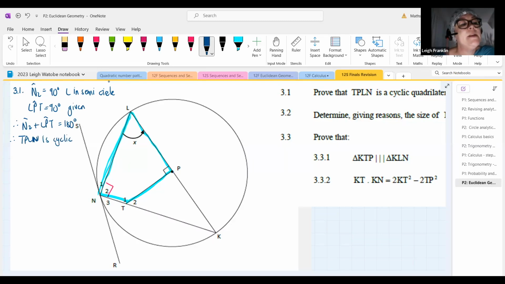And our reason here is converse: opposite angles of cyclic quad are supplementary. All right, so that was out of 3. Statement, reason, statement, reason.